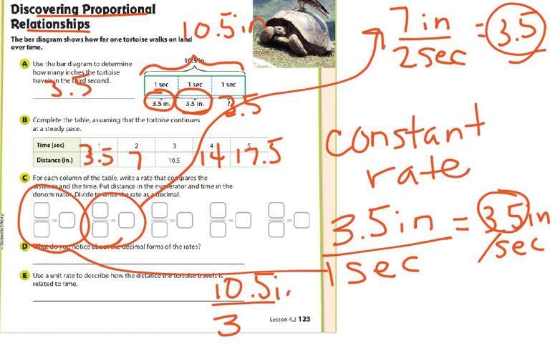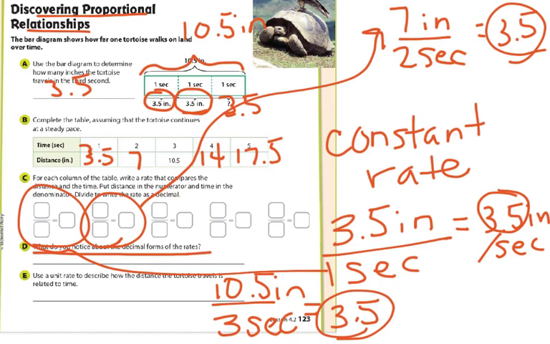Let's make sure we have units here, inches per second, and we would end up with 3.5 if we used a calculator for that. And what you're going to notice is all of these forms, the decimal forms of these rates, are going to be 3.5 if we continued. Same thing with 14 divided by 4 and 17.5 divided by 5.